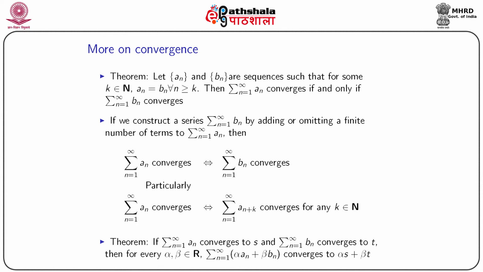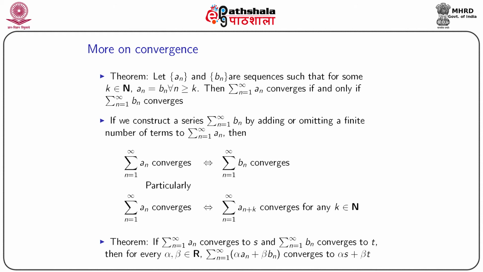Now we will talk about more results in convergence of series. Suppose we have two sequences a_n and b_n such that for some k belonging to the set of natural numbers, a_n is equal to b_n for all n greater than or equal to k. So k can be any number, it should be an integer. Suppose k is 10, and we are saying that from 10 onwards all a values are equal to all b values. Then sum over a_n converges if and only if sum over b_n converges.